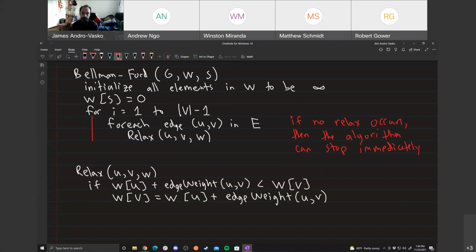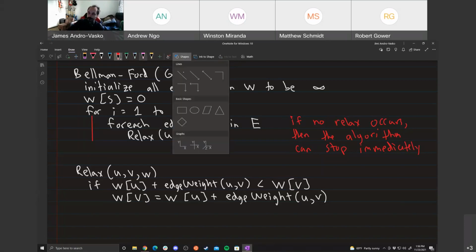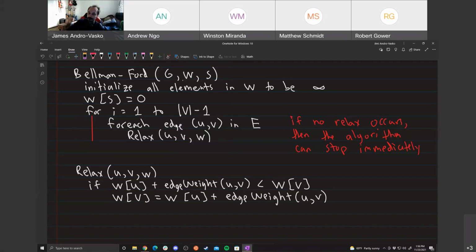This loop runs V minus 1 number of times, but it could run less than V minus 1 times. Because if, after our for each loop, we don't relax ever in that loop, that means we're done. That means nothing will ever update again. So at that point, we're just doing the same thing with no new results, so we're kind of being insane according to Einstein. So if we don't relax, then there's no point to run this.